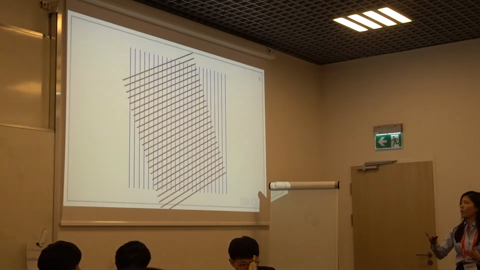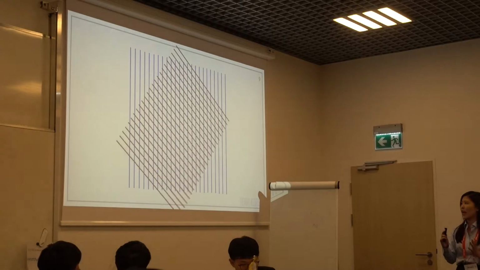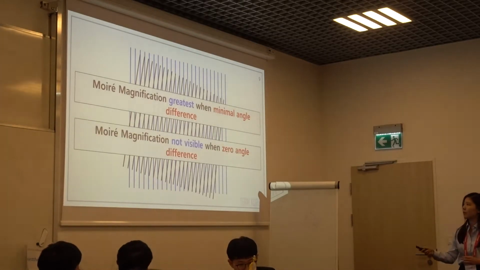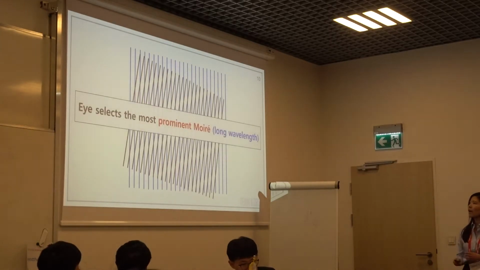On the other side, we can also create it by rotating the angle, and as you can see, Moire magnification is greatest when the angle difference is minimal, but it does not create a Moire pattern when there is zero angle difference. And not only that, the most important part is that I select the most prominent Moire with the longest wavelength.